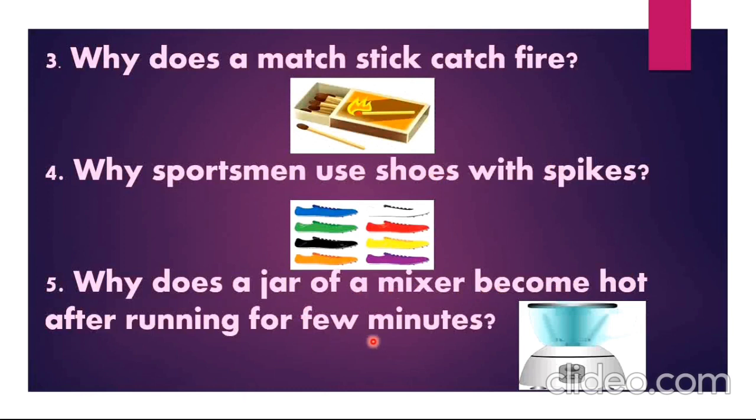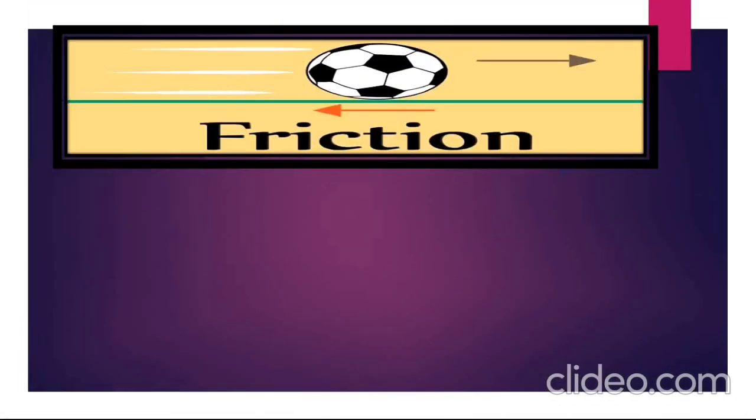I hope you have found the answers. To understand better, let us learn about friction. When a ball is rolled on the ground, it stops after traveling a finite distance. An arrow shot from a bow keeps flying for some time and finally falls on the ground.